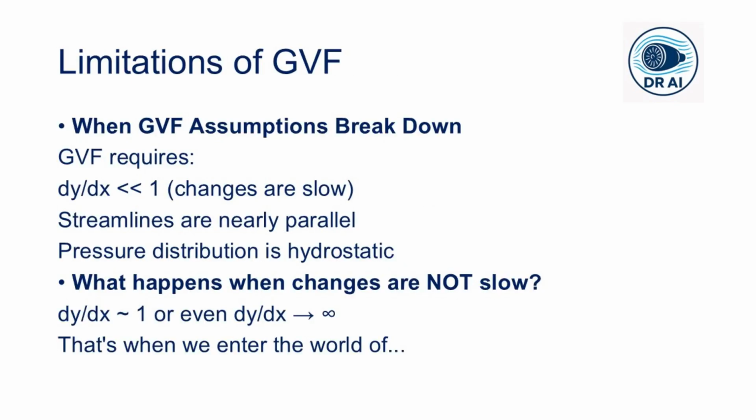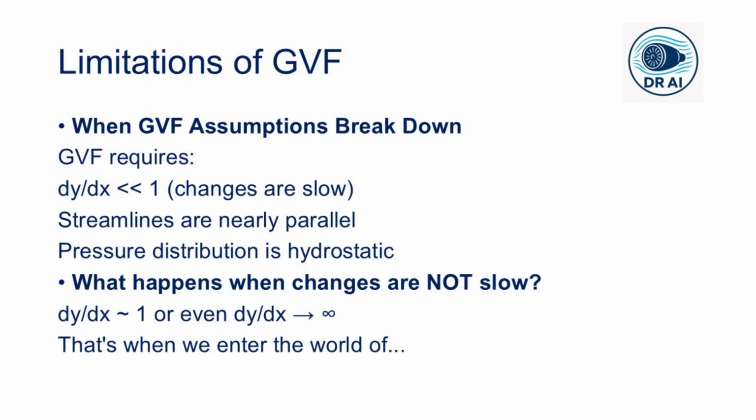Now, gradually varied flow is well defined by the condition that dy/dx is much less than 1. So the changes are slow and smooth, and the pressure distribution remains essentially hydrostatic. The streamlines are nearly parallel, and our one-dimensional assumptions hold reasonably well. But what happens when the changes are not slow? What happens when dy/dx is on the order of 1 or even approaches infinity?